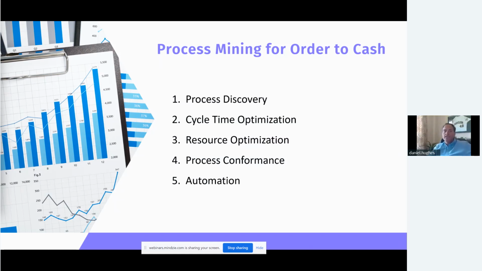For order to cash, there are 5 ways that process mining helps improve your order to cash process. First is process discovery, then cycle time optimization, resource optimization, helping you identify where you have not enough, too many, or poorly trained resources, conformance to the ideal process, and then automation, identifying areas that you might want to streamline by implementing some automation.